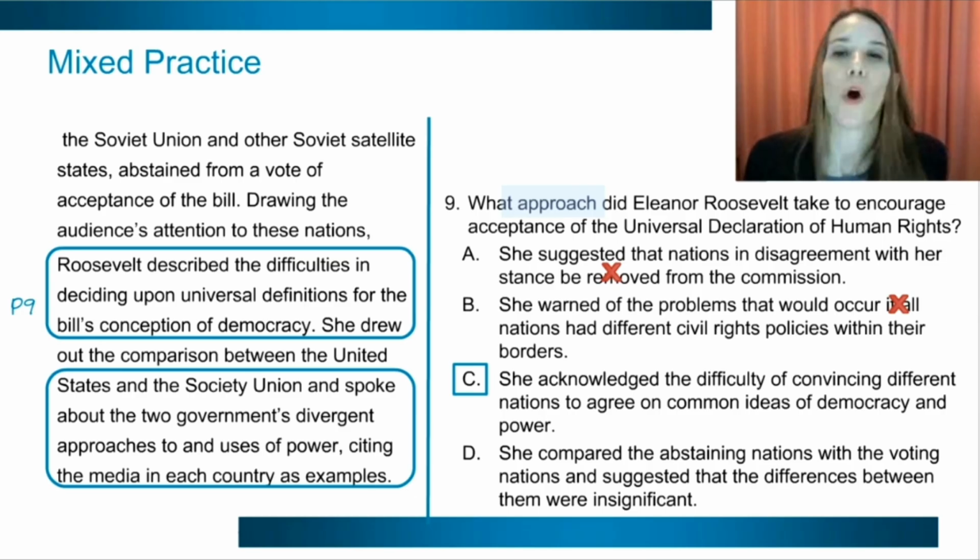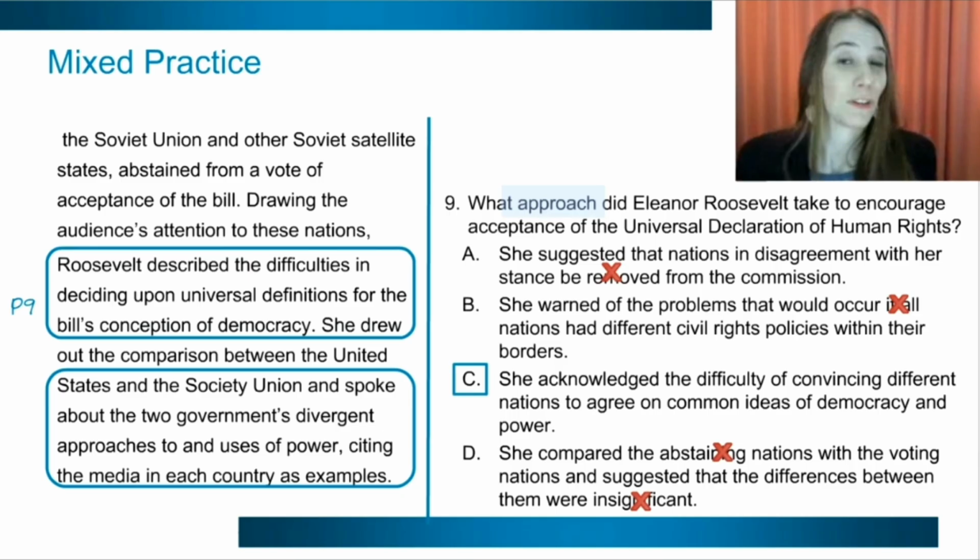So we don't know what's going to happen if it's not passed. She's just saying you need to approve it. And compared abstaining nations with the voting nations. In fact, what she compares are two of those abstaining nations. And beyond that, the differences were insignificant. She's in fact saying that the differences were quite significant, and that's leading to some of those difficulties.